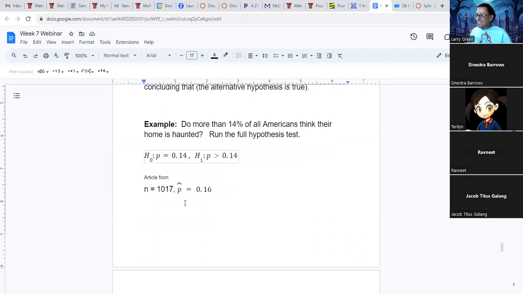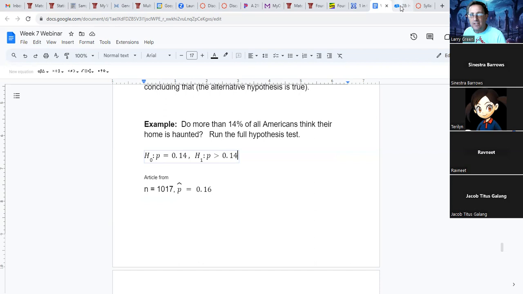They actually did a study. I read an article, and with their study, their sample size was 1,017 people they surveyed. And their p hat was 0.16. P hat, by the way, is a sample proportion. Don't forget about that.